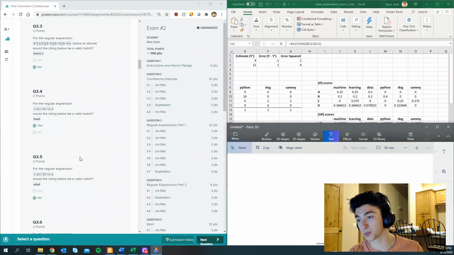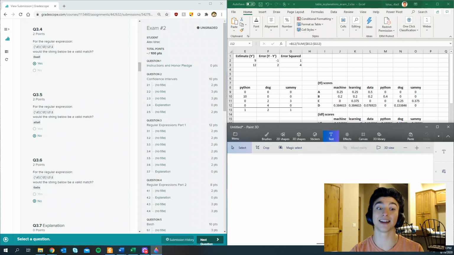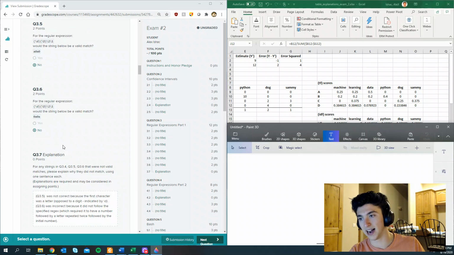3.5, for the regular expression, would the string below be a valid match? The answer is no. The first two groups don't pass, as group 1 expects a digit, but it receives a character, and group 2 expects a character, but it receives a digit. So the answer to 3.5 is no. 3.6, for the regular expression, would the string below be a valid match? No, it would not. The first two groups pass, but this time the \2 and the \1 both fail. \2 expects the same text as the most recently matched by the second group. It expects a character, right? But instead, it receives a digit.